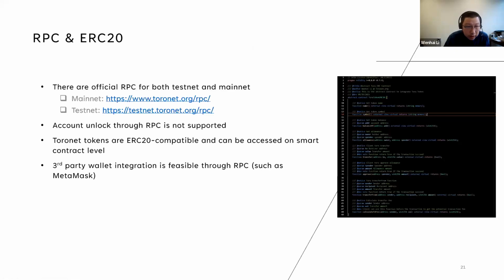Let me continue. So now we conclude the APIs, and let's talk about the remaining tools available to the developer. We have the RPC available. We have the official RPCs available for both the testnet and mainnet. This is the URL where you can connect to the RPC of the testnet and mainnet here. And just remember that we do the RPC.